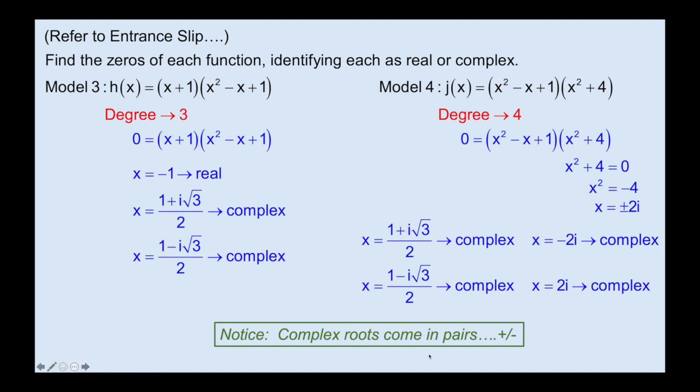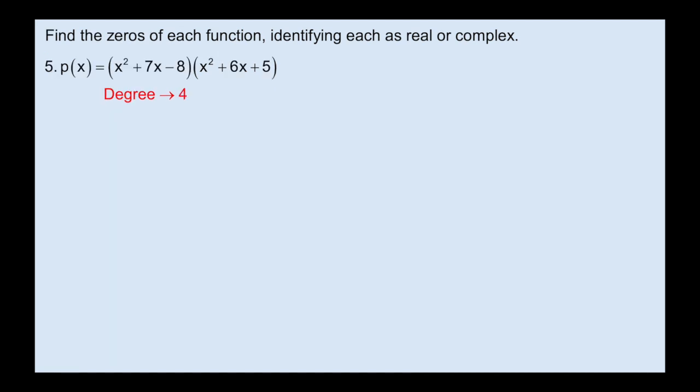One thing you want to note is that the complex or imaginary answers always come in pairs. So you'll notice that we have these 2, a positive version and a negative version, and then the same thing over here. You can't just have one complex answer without its pair. Okay, so try number 5.